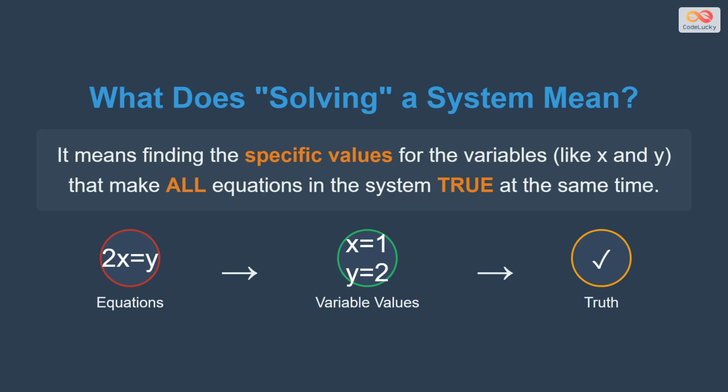When we talk about solving a system, we are looking for a specific pair of x and y values that make both of the equations true. It's the one unique solution that satisfies every equation in the system.